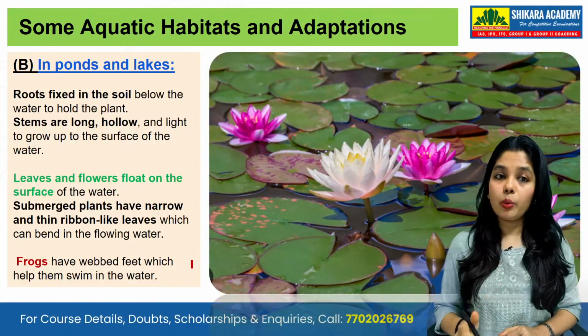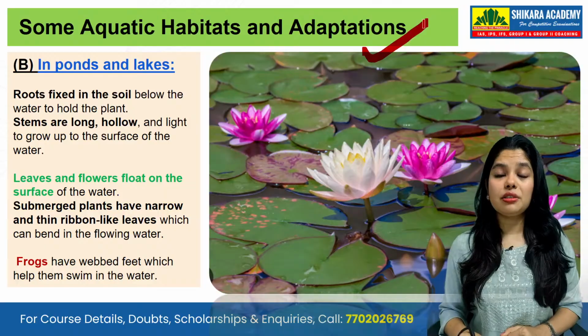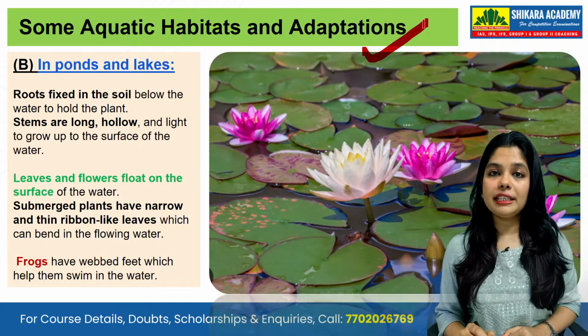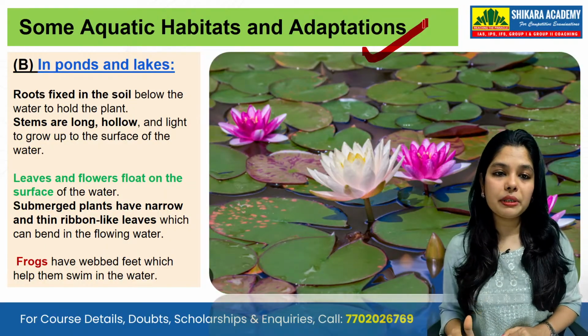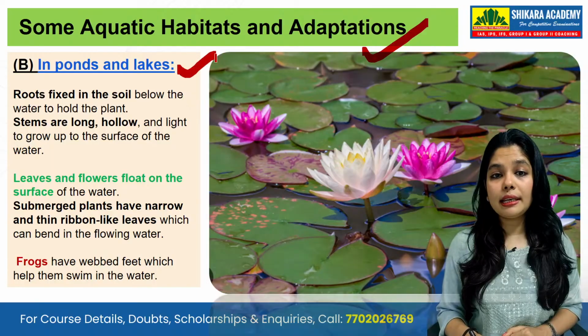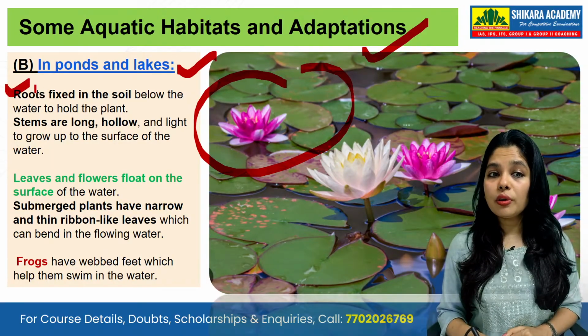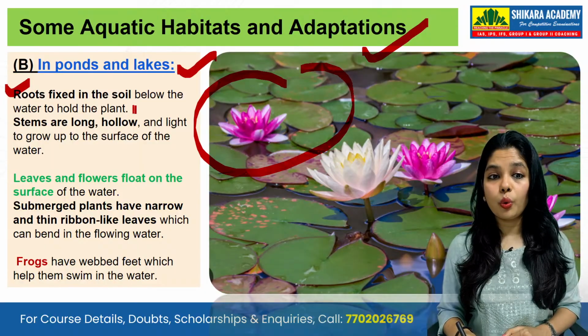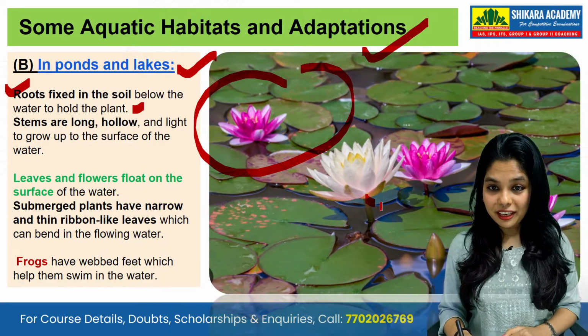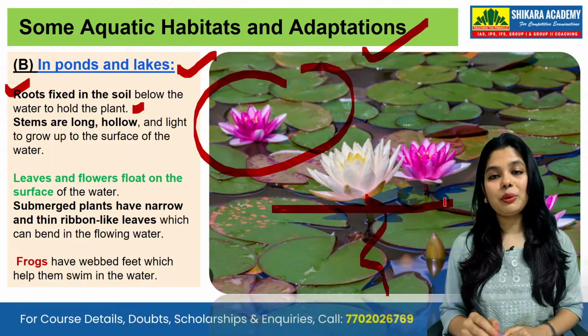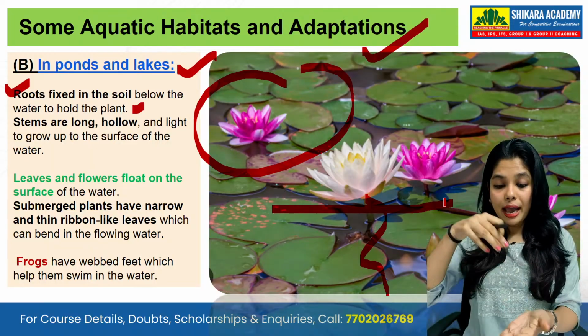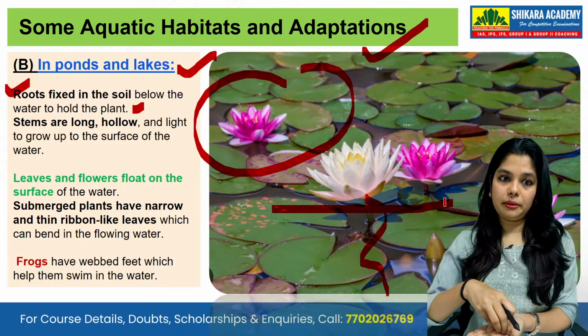Now, some of the aquatic adaptations. We have already seen how marine animals are adapting. Now we will see how plants in ponds and lakes are adapting. Roots are fixed in the soil below the water to hold the plants. Their roots are very long, and they are fixed in the soil under the water.